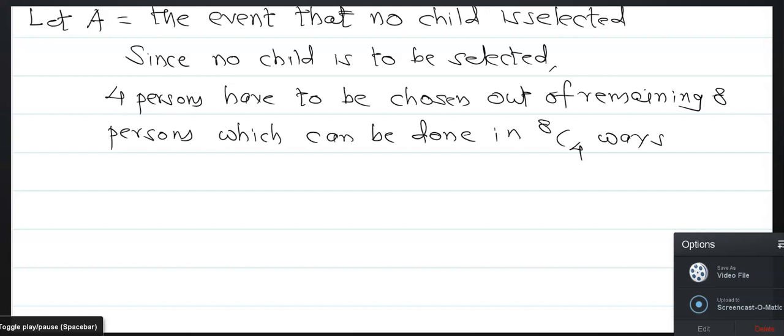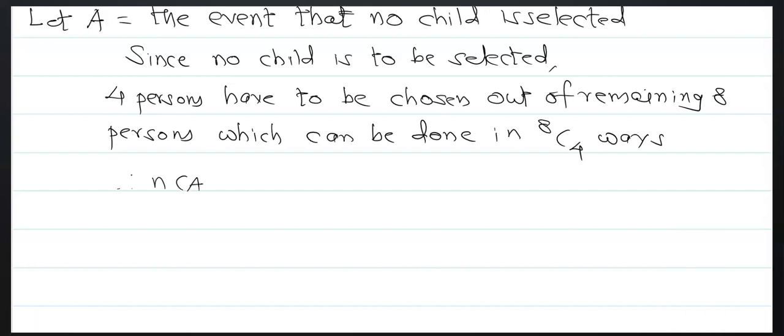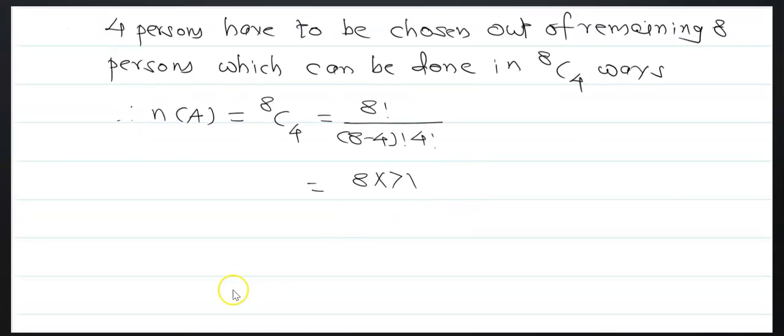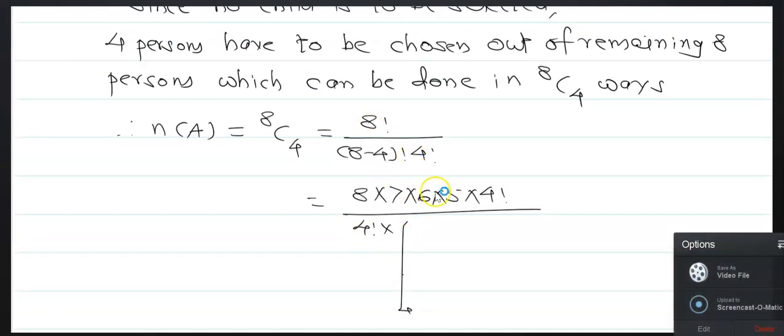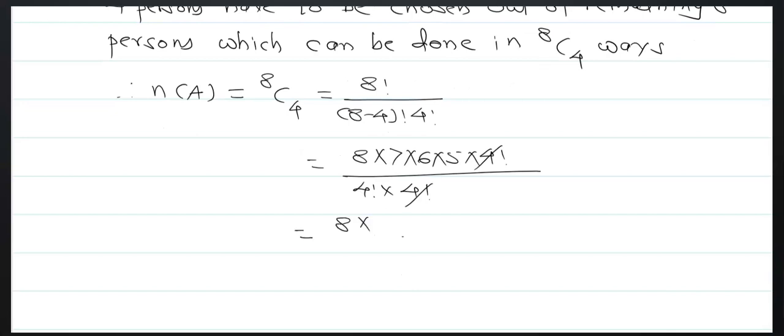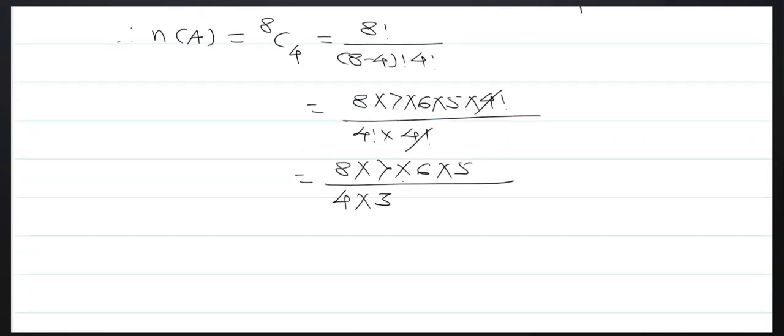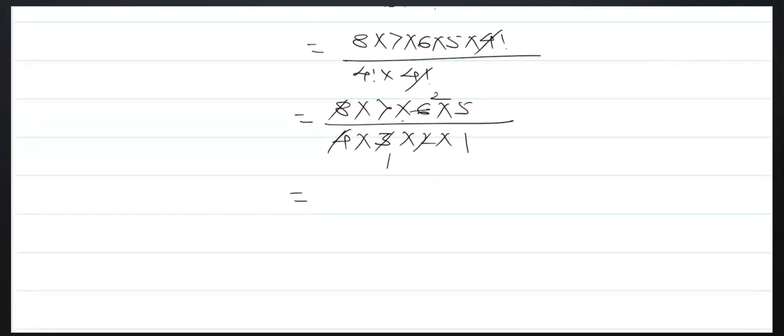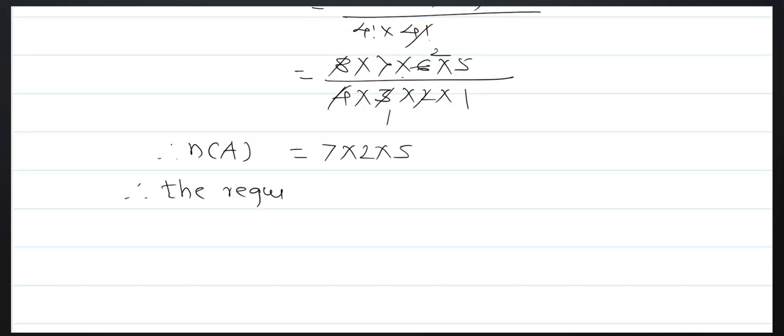And find out their calculations. That is n of A is equal to 8C4, 8 factorial upon (8 minus 4) factorial into 4 factorial. And its calculation is written as 8 into 7 into 6 into 5 into 4 factorial upon 4 factorial into 4 factorial. Now again it can be written as, 4 gets cancelled, 8 into 7 into 6 into 5 upon 4 into 3 into 2 into 1. That is equal to 7 into 2 into 5. n of A is equal to 7 into 2 into 5.